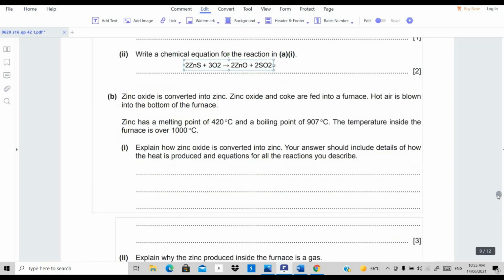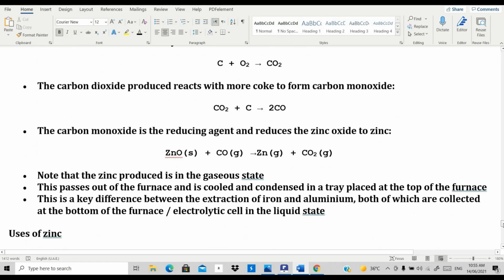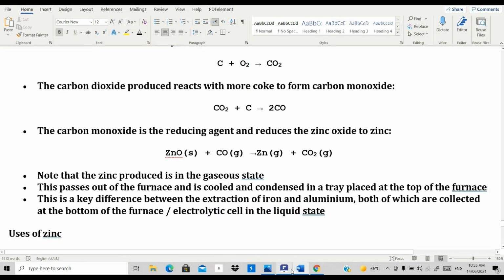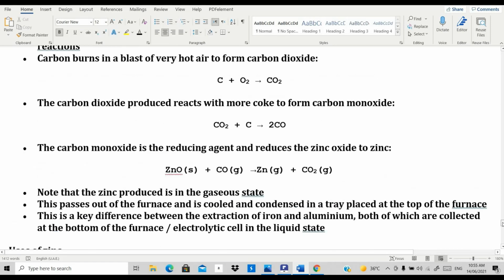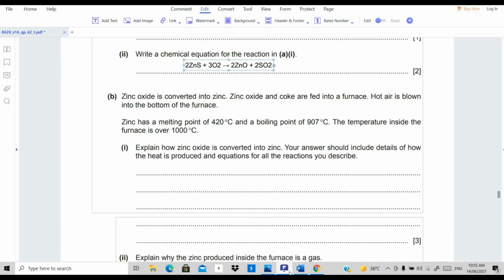Zinc oxide is converted into zinc. Okay, let me just check. Zinc oxide is converted into zinc, correct? Zinc oxide and coke, carbon they're talking about, right? Zinc oxide and coke are fed into a furnace. Hot air is blown into the bottom of the furnace.